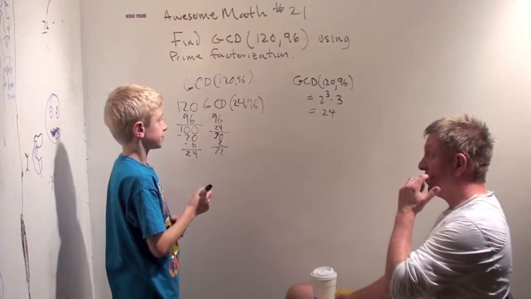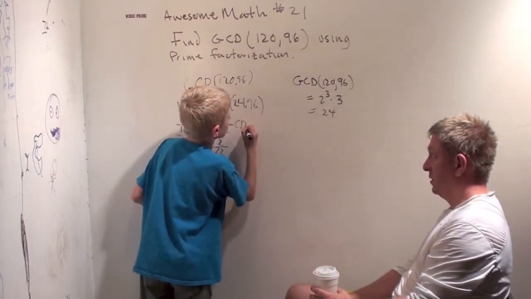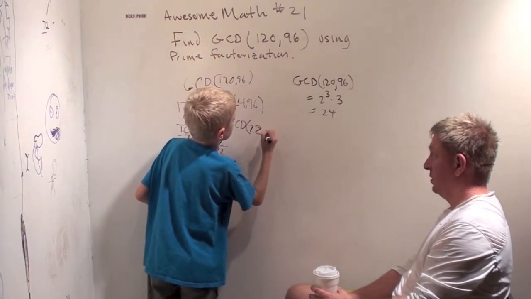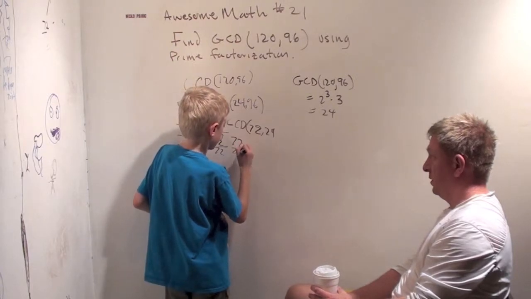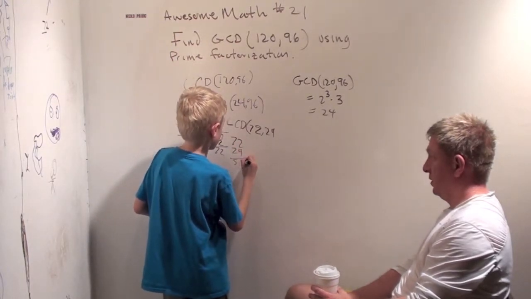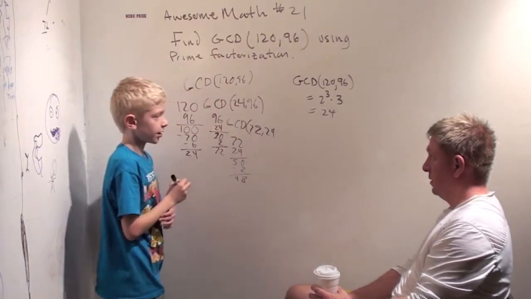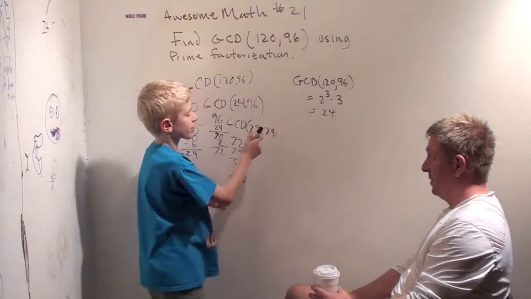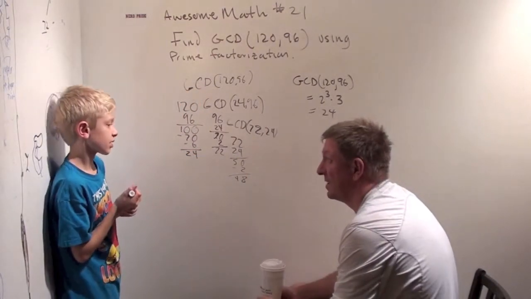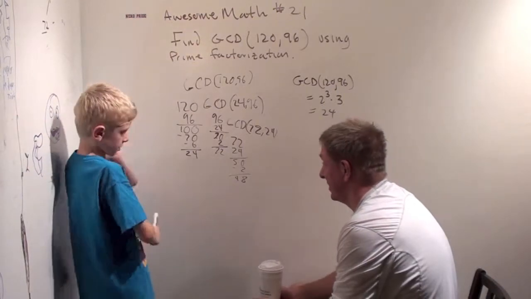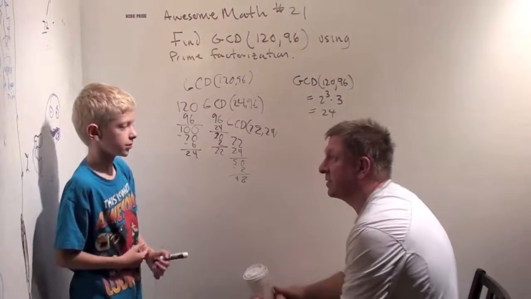Okay, so the greatest common divisor of 24 and 96 is the same as the greatest common divisor of 72 and 24. And then 72 minus 24 is 48. And we know 48 is 24 times 2. All right. So what does that mean? That means that the GCD is 24, just like we found by factoring. So it turned out, in this case anyway, factoring was a little bit easier.